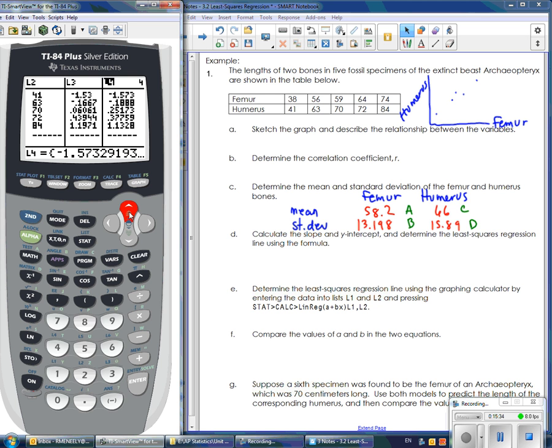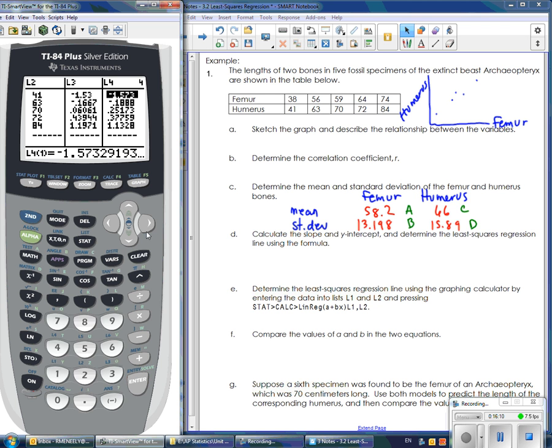In list 4, I want to enter in all the standardized values for Y. So now I want to take all my Y values minus the mean and divide by the standard deviation. So in parentheses, all my Y values are in list 2. I want to subtract the mean of list 2, which we already know is 66, and then I want to divide by the standard deviation of list 2, which I stored in letter D. So if I hit alpha D and press enter, I'll get all of my standardized values. All right, so now I have my standardized values of X, my standardized values of Y.